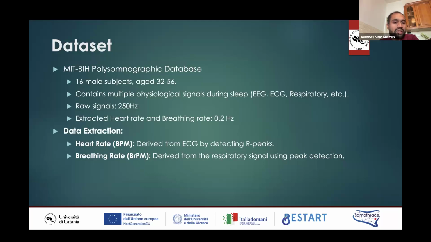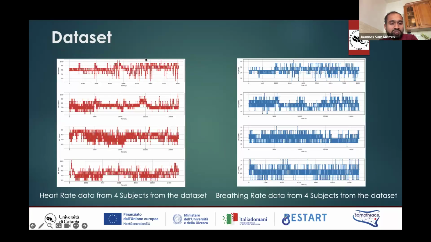Of course, there were only raw signals at 250 hertz, but we extracted, from the ECG and also the respiratory signal, the heart rate and the breathing rate. And we extracted it using some predefined Python libraries. For example, you can see in the left side figure the heart rate extracted from 4 patients from the MIT BIH database. And you can see the breathing rate in the figure on the right.